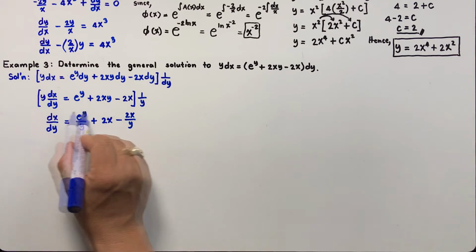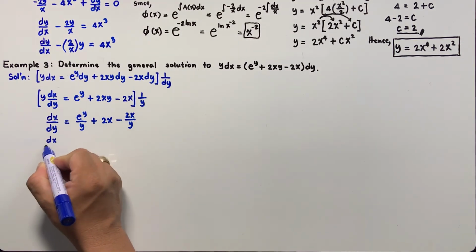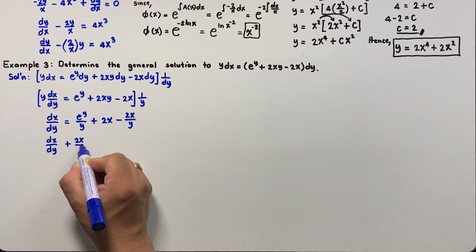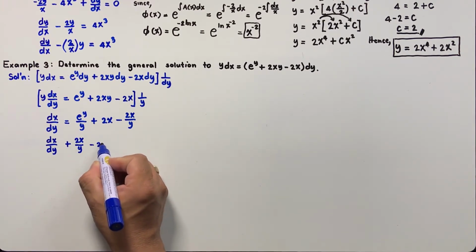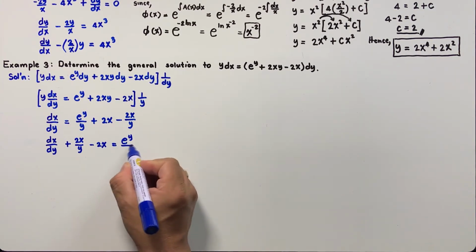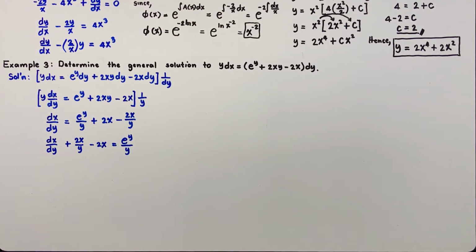To convert this to its standard form, which is standard form number 2 in our discussion here, we need to move all the terms that are in terms of y but with an x coefficient. So we have dx over dy plus 2x over y, because this has a coefficient of x, minus 2x here, which is equal to e to the power y over y, because this is the only term that is in terms of y alone.